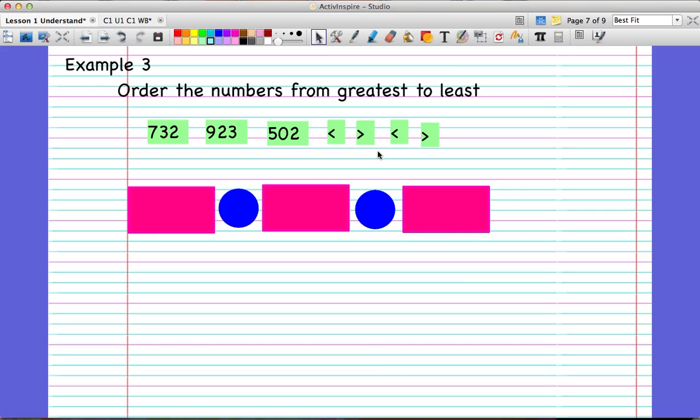All right, now that you're back, we switched it on you. We went from greatest to least. In this case, we were looking for the biggest number to go first. So we write down the three numbers and line up the place values. Oops, I forgot to write down the 732 and 502. All right, so we look in the first column. The biggest number that we see is this 9. Because 9 is bigger than 7 and 5, we know that 923 has to be our biggest number.